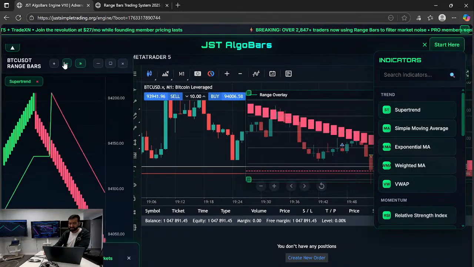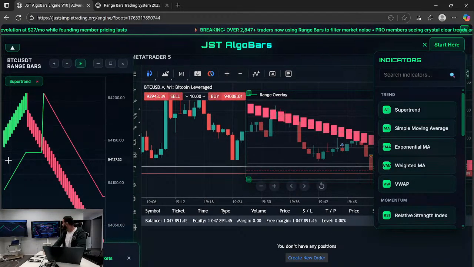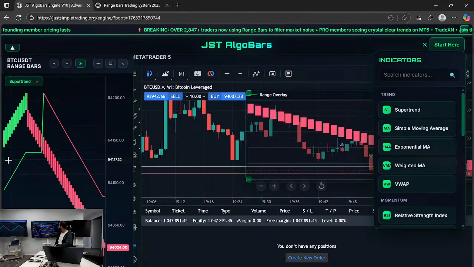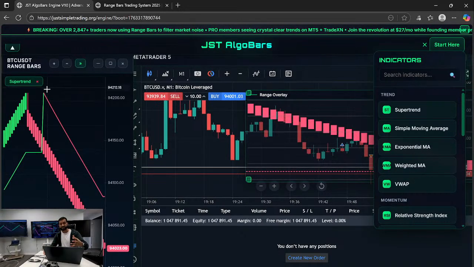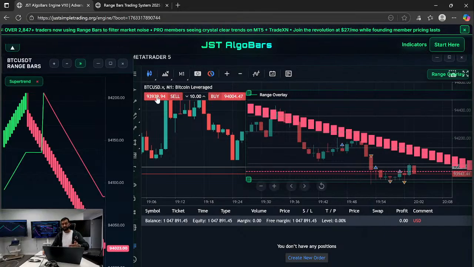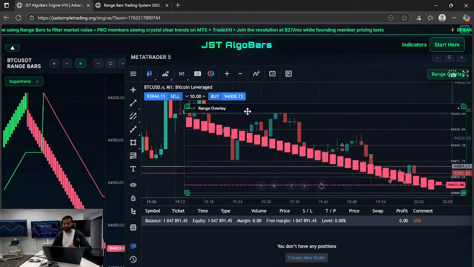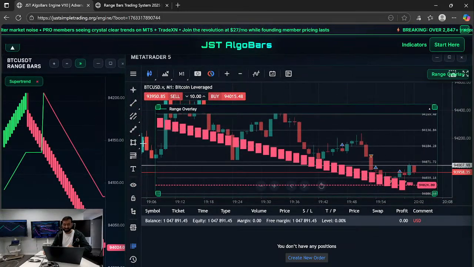If I zoom out, you can see we have the super trend indicator right here on the range bar. So if you want to use the super trend and have that extra confirmation, then you can always use the super trend like that.